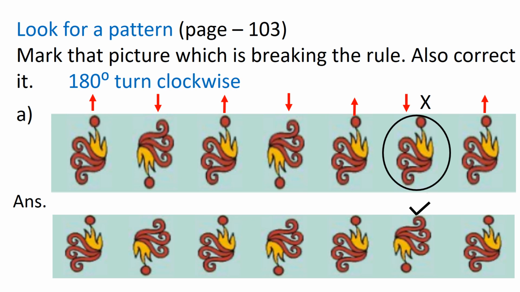Look for pattern, page number 103. Mark that picture which is breaking the rule. Also correct it. A. You can see a set pattern of the picture given here. If you see, the pictures are showing 180 degree clockwise turn. And I have marked the picture which is breaking the rule. I put it with a black cross. That picture should be upside down. That brown dot should come down. And in the answer pattern, I have shown the way it should come by putting a black tick mark. Can you see it?